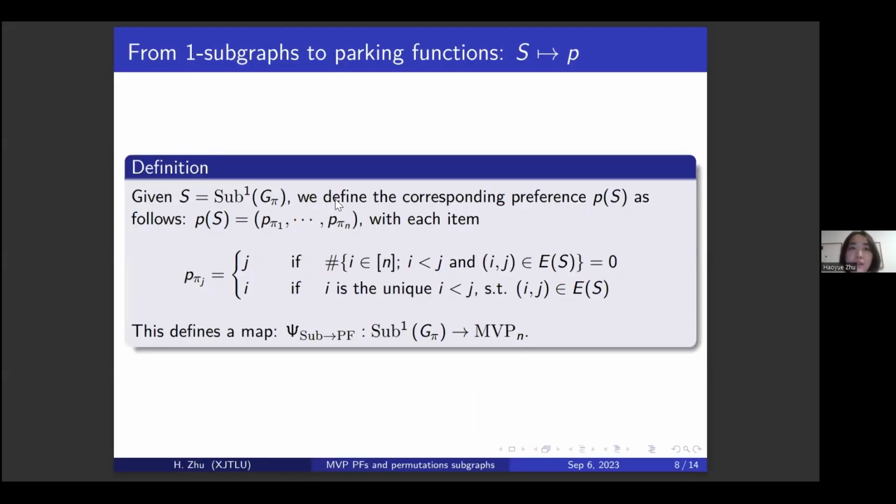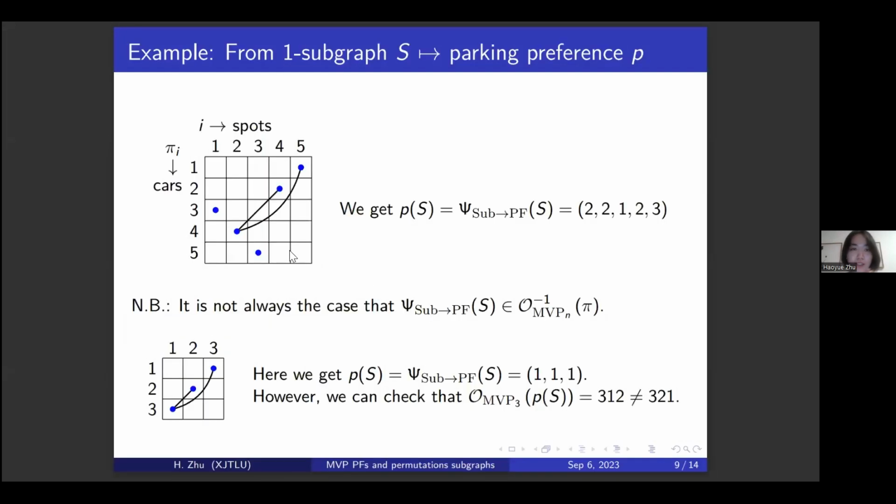Okay, so let's go to the other direction. We can get the corresponding parking functions according to the one subgraphs. Here, the definition is a little complex, so we can just go to the example for details. So here, if you already know the one subgraph is like the left-hand side here, you can find there are only two left edges, 2, 4 and 2, 5.